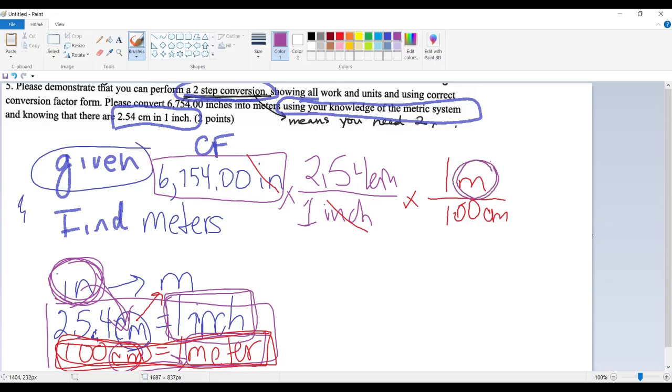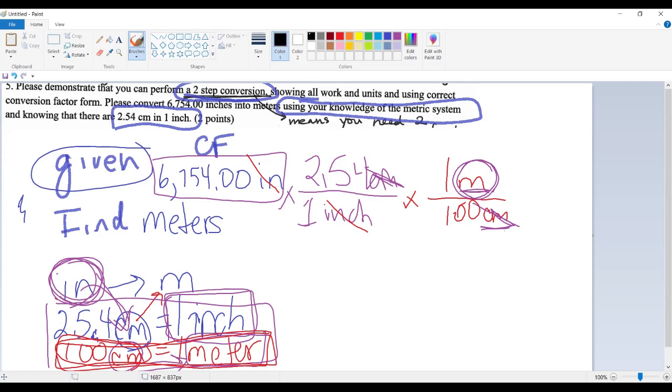The unit I want, so here's my unit to cancel, my unit to keep. Okay, cancel, keep. The one you're keeping, you always want to be on the top because the one on the bottom is going to fall diagonal and cancel. Okay, now what's the order of the math here?